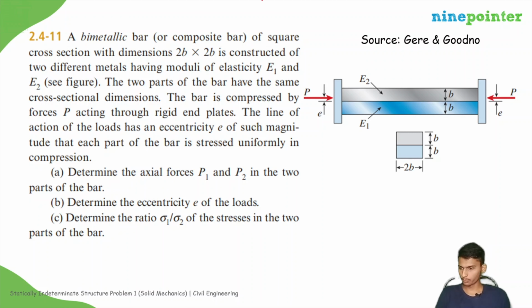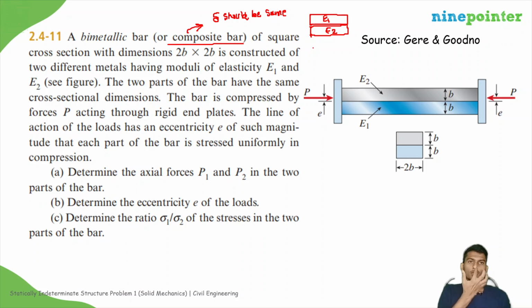If you read this problem, it is a bimetallic bar or a composite bar. Composite bar का मतलब यह है कि the tail should be same. Suppose this is made up of some material with modulus E1 and this rod is made up of another material E2. Okay, and it is welded to each other, it is connected to each other, and they said that it is a composite bar. So it is restricted here, like this.